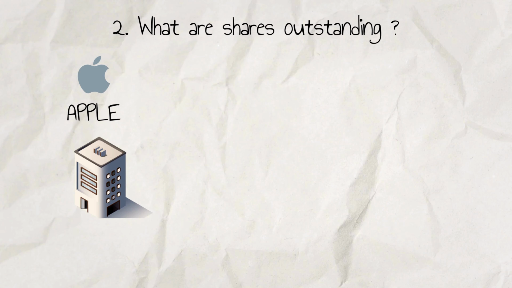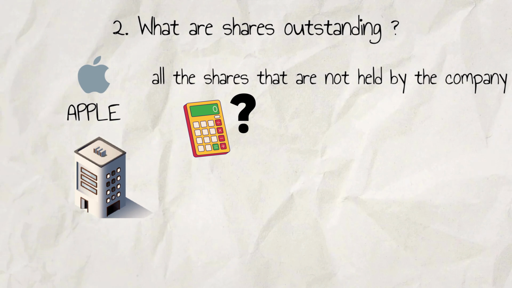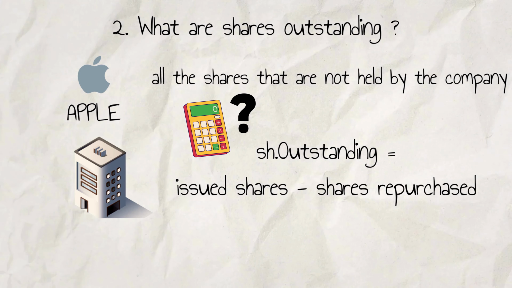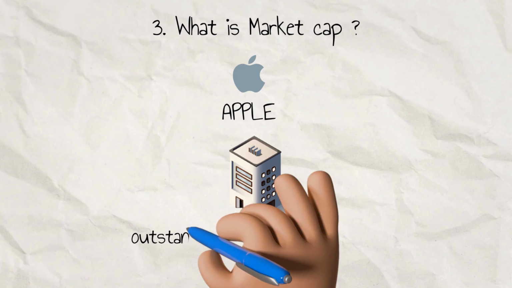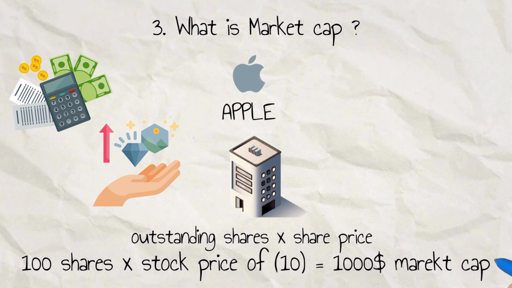Outstanding shares are all the shares issued and sold by a company that are not held by the company itself. How do you calculate outstanding shares? Shares outstanding equals shares issued minus shares repurchased. Market capitalization is the number of a company's shares outstanding multiplied by the current price per single share. It is one way of measuring a company's total value based on outstanding shares of stock.